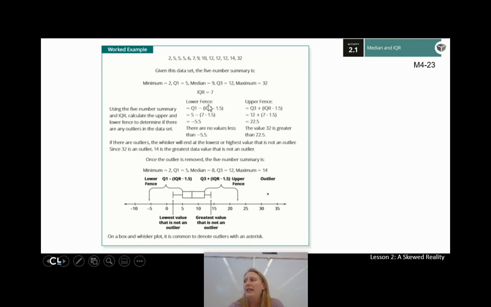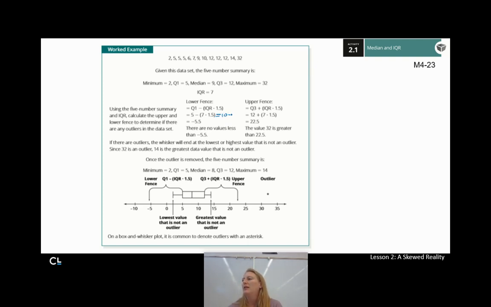We're going to find our lower fence first. So we said the lower fence was your first quartile minus your interquartile range times 1.5. We said our interquartile range was 7, and we said our first quartile was 5. So we're going to do 5 minus 7 times 1.5. I'm going to grab my calculator. 7 times 1.5, and when I do 7 times 1.5, I get 10.5.